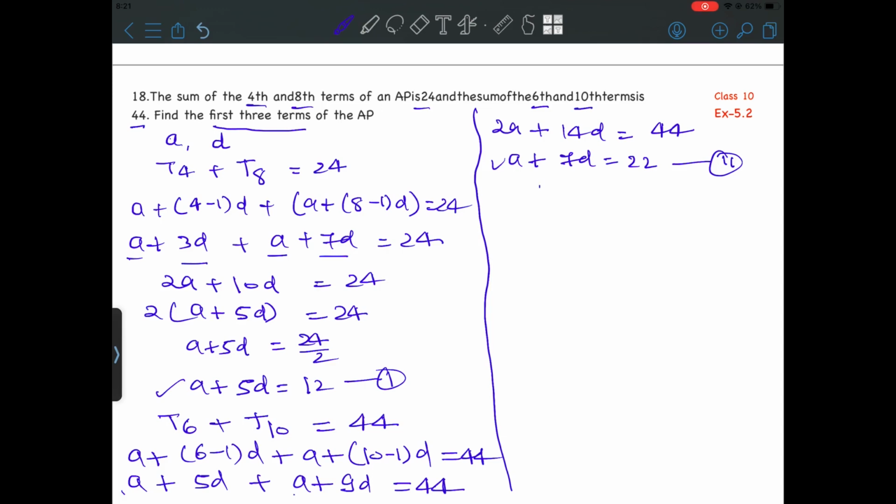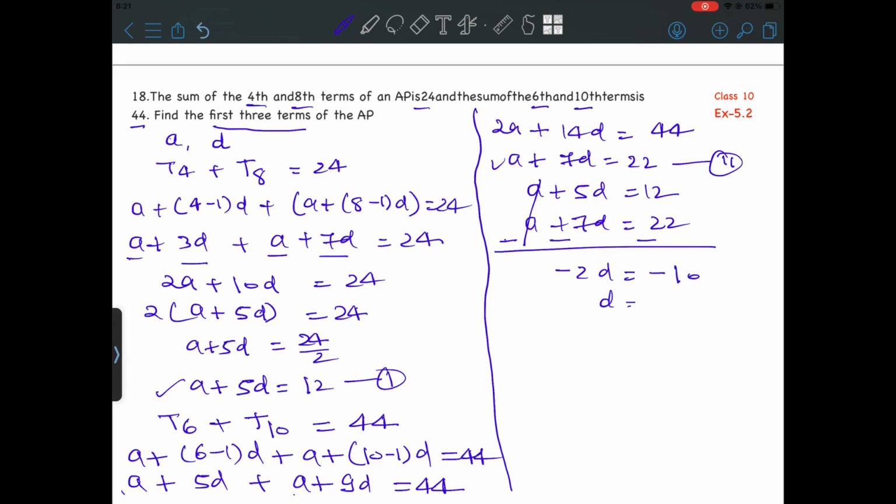So A plus 5D is equal to 12. Let's eliminate the A. So what we write? A plus 7D is equal to 22. In this method, what we do, we just subtract, right? Because we see that A and A are same. So using this method, we'll eliminate A. So we'll change the sign, right? Plus becomes minus. So plus minus minus, it gives us minus. So it becomes minus 2D is equal to minus 10. So D is equal to 5.